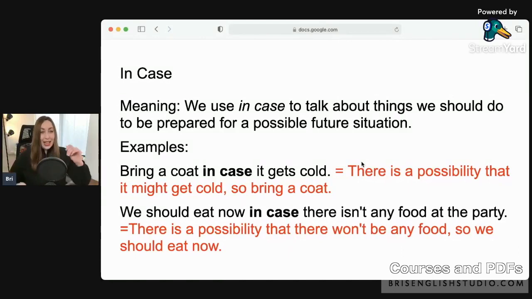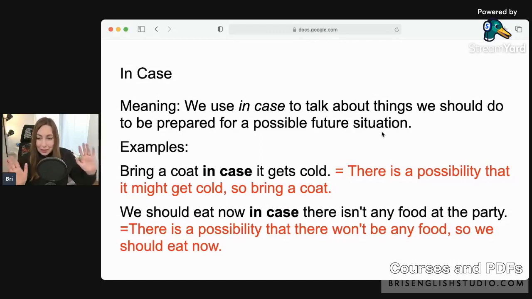Okay, so in case, what does it mean? So we use in case to talk about things we should do to be prepared for a possible future situation. Okay, so we don't know if something is going to happen or not, but we're going to prepare because there is a possibility that it will happen.